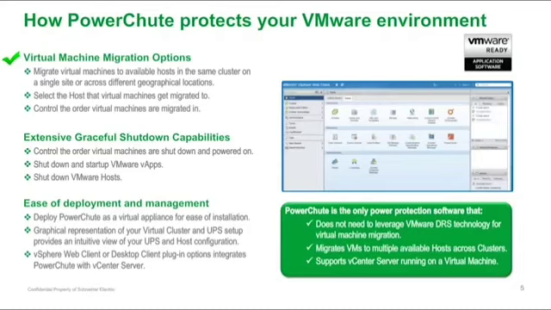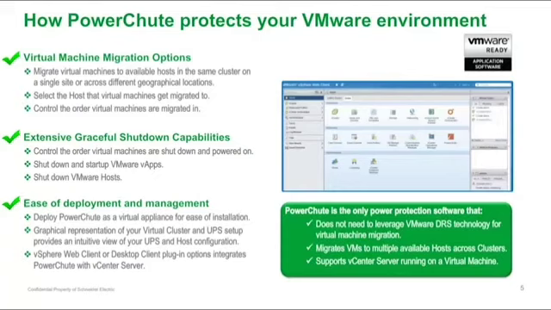Extensive graceful shutdown capabilities. The new virtual machine prioritization feature in PowerChute version 4.1 also allows you to control the order the VMs are shut down and powered on in. PowerChute also supports the graceful shutdown of VMware vApps if they are present in your VMware cluster, and lastly, will safely shut down your VMware hosts in the event of an extended power outage.